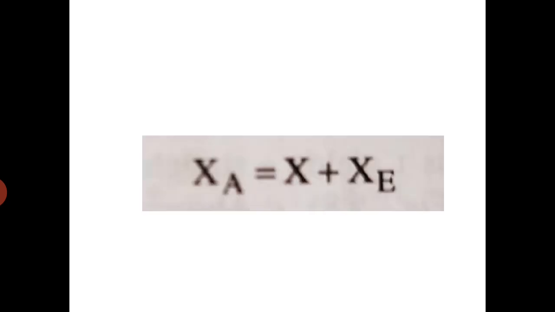The first step is Xa. Xa is equal to X plus Xe. Xa, you know, that is the amount of drug absorbed at any time t, is equal to the sum of X plus Xe, that is the amount of drug present in the body plus the amount of drug eliminated. What does it mean? At any particular point of time, the amount of drug absorbed is equal to what is present currently in our body along with what is eliminated.